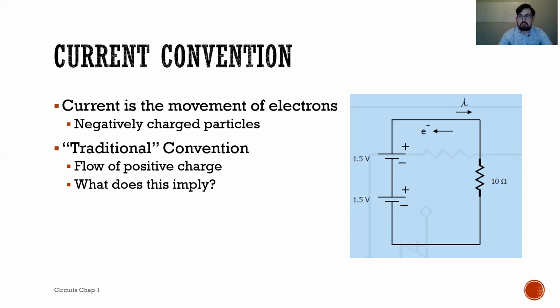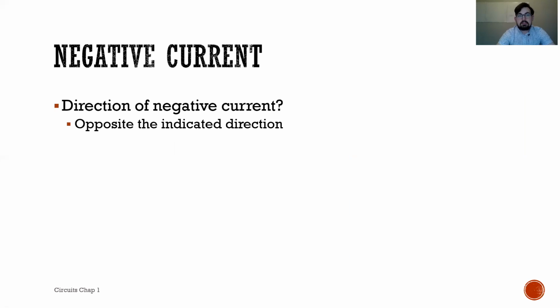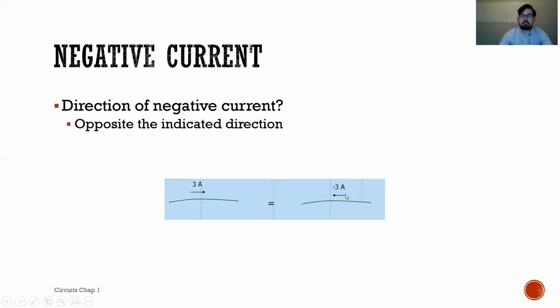However, what it really comes down to is that current convention is arbitrary. You can decide which way is positive and negative, and you get to draw all the arrows and decide how you want to do this. If you get a negative current, what does a negative current mean? It means it's opposite of the direction that you drew. It's arbitrary because, depending on how you look at it, it's six of one, half a dozen of the other. You arbitrarily said it was flowing this way, it's flowing the other way, it's -3 amps.